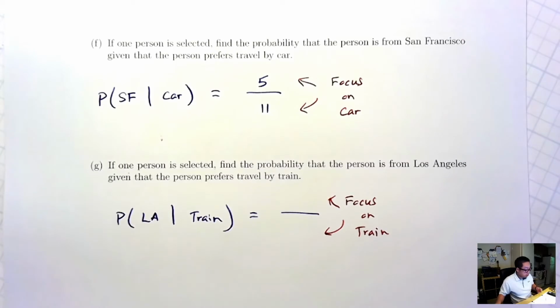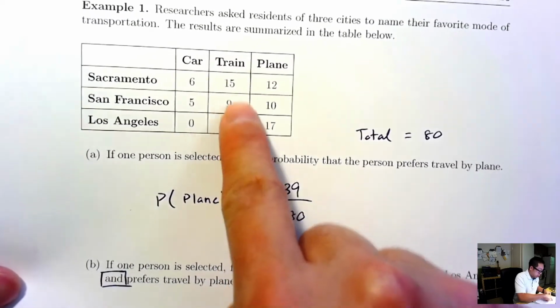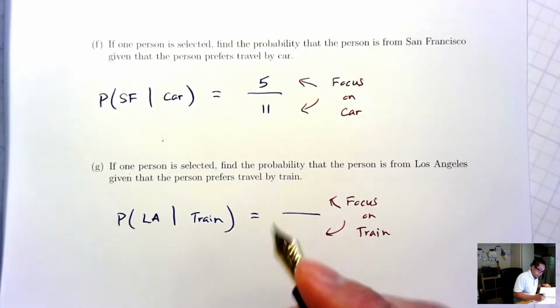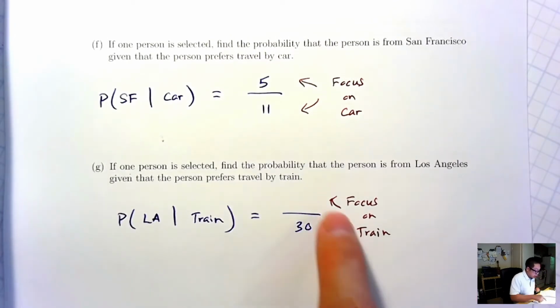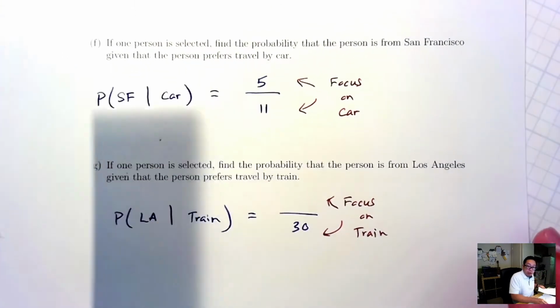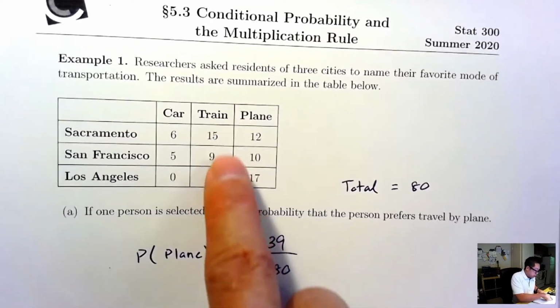So just focusing on the train numbers, what is the total? The total is going to be 30. And then once again, just focusing on the train numbers, how many are from LA? 6.